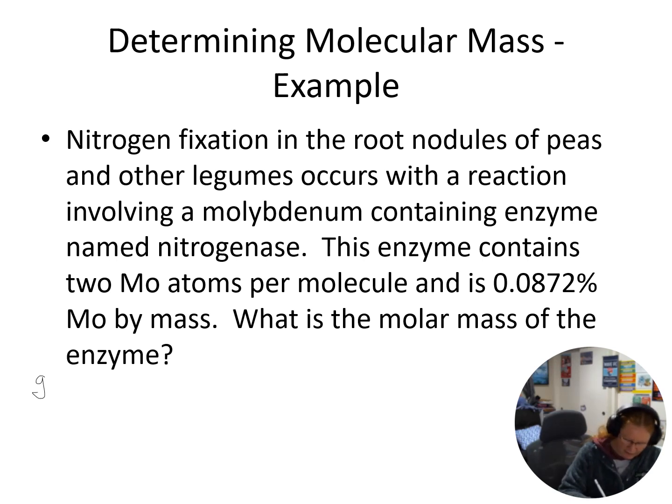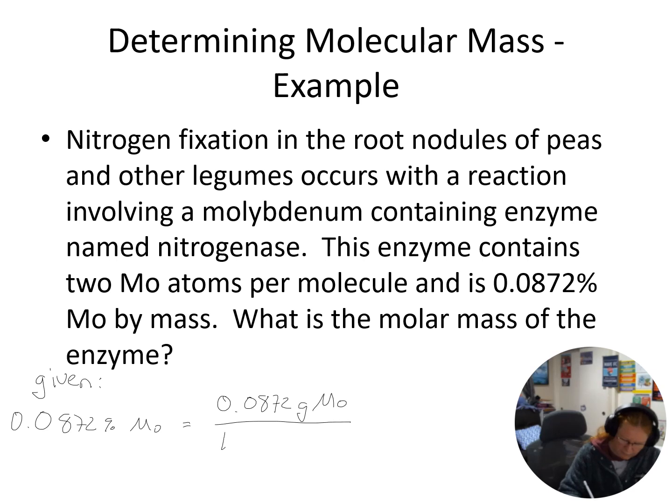All right, so we have some information. Okay, we have this 0.0872% molybdenum by mass, which means I have 0.0872 grams of molybdenum for every 100 grams of enzyme. Okay, so that's going to be an important thing to understand. We also have 2 atoms of molybdenum for every 1 molecule. That's our enzyme.